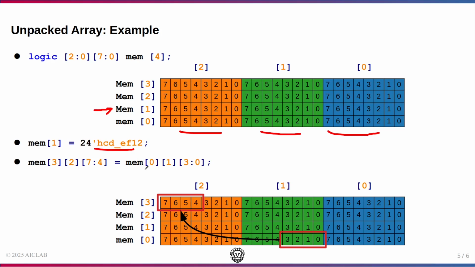Also, in this example, element 0, chunk 1, here, bit 3 to 0, which is this bit, goes to element 3, chunk 2, bit 7 down to 4. So actually it copies this value to here.